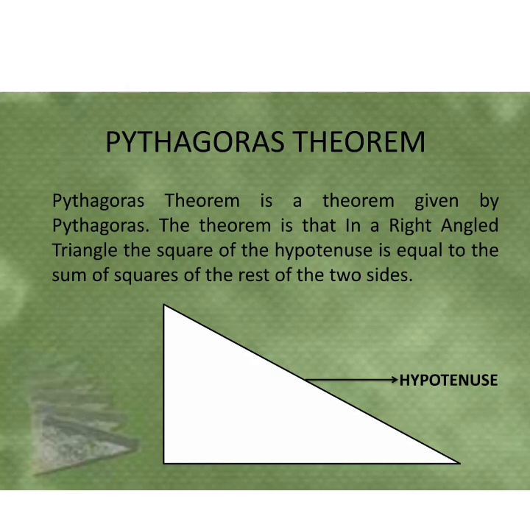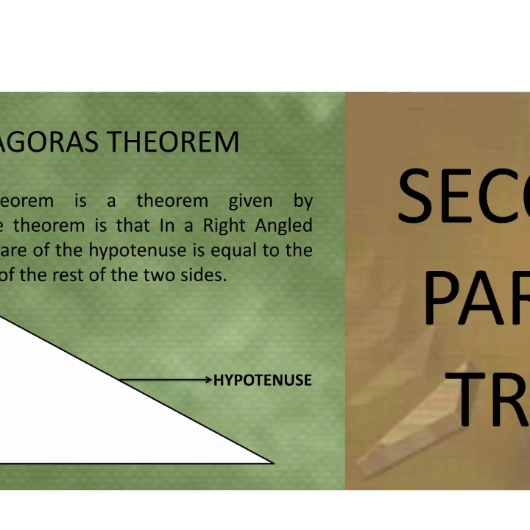Two things to remember in Pythagoras theorem. Pythagoras theorem is always used in the case of a right angle triangle, and the formula for Pythagoras theorem is a square plus b square is equal to c square, wherein a and b are the sides of the triangle and c is the hypotenuse of the right angle triangle.